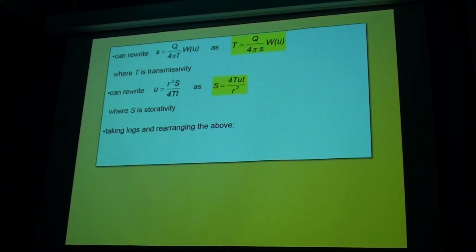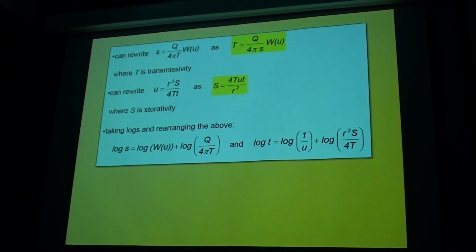Okay, so if you rearrange these and log them, we get that. And you're thinking, well, what's the point of that? The log s equals log of the well function plus this, and log t equals log 1 over u plus this. Notice that this and this are constants. None of the values in here change during our testing. Discharge is always the same. The transmissivity of the aquifer doesn't change. It's constant through time. The distance between our pumping well and our measuring point doesn't change. Storativity doesn't change. It's a constant of the aquifer. And then there's transmissivity. So this log function and this log function are constant.